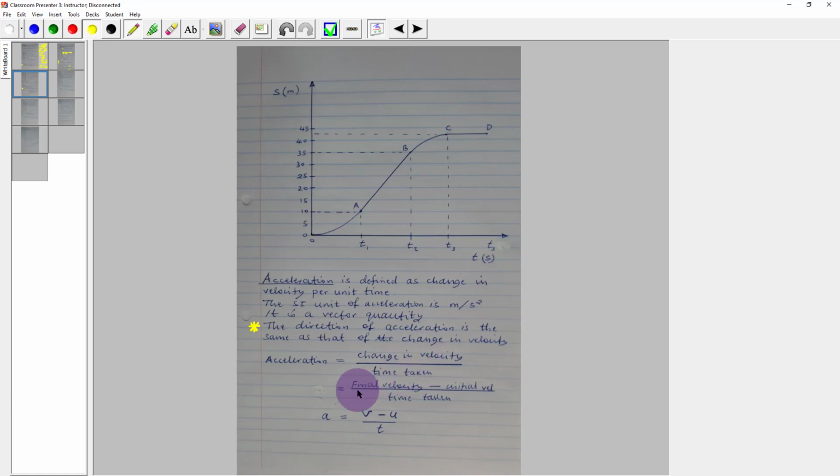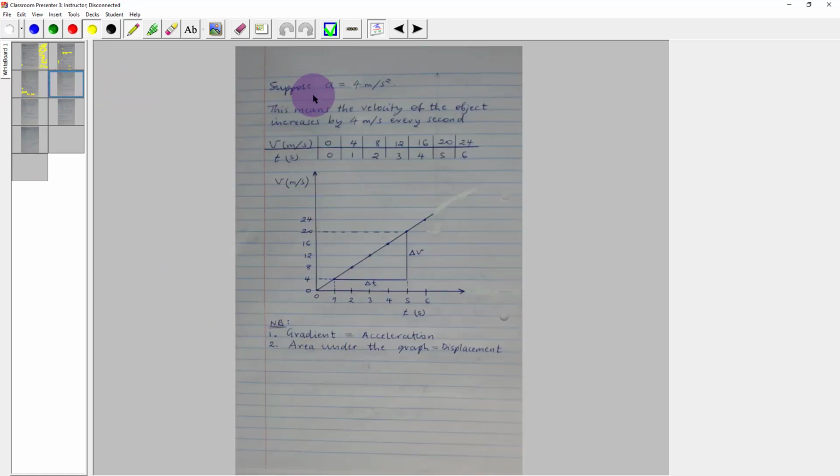Change in any physical quantity is going to be the final of that physical quantity minus the initial of that physical quantity, of course, divided by time. And final velocity is v, initial velocity is u, and divided by t. So if I multiply both sides by time, I'm going to get v equals u plus a t. This equation is referred to as the equation of uniformly accelerated motion.